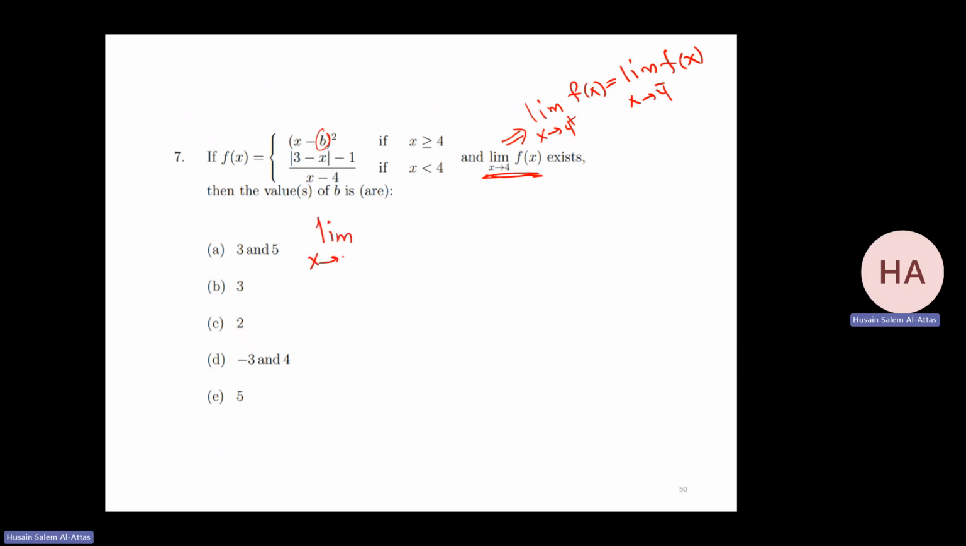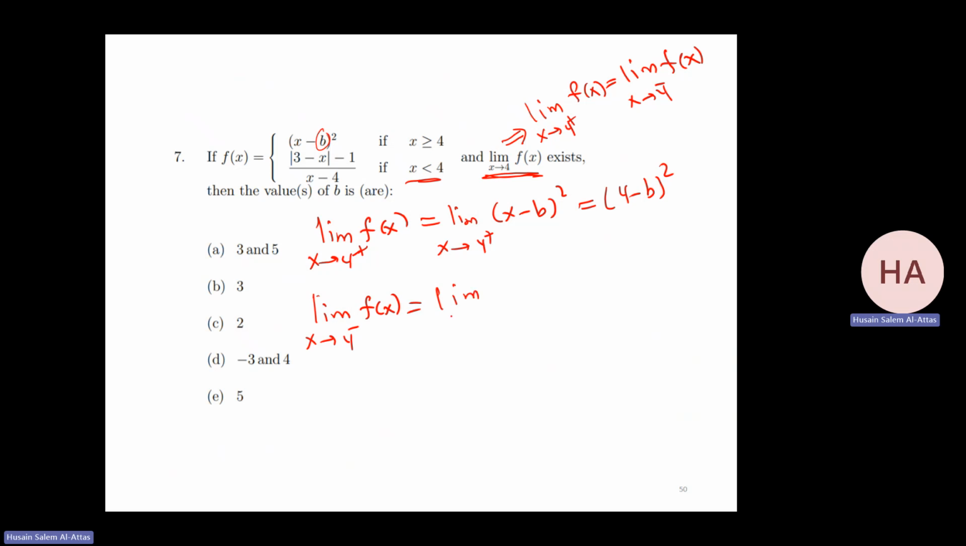Limit as x goes to 4 from right. If I am from right, it means I am here. So I use the first function. It's just a polynomial. You can substitute. You get what? 4 minus b squared. Okay. Now check the limit as x goes to 4 from left. So I'll take which one? I'll take this one, the whole thing. The limit as x goes to 4 from left for this, 3 minus x minus 1 over x minus 4.